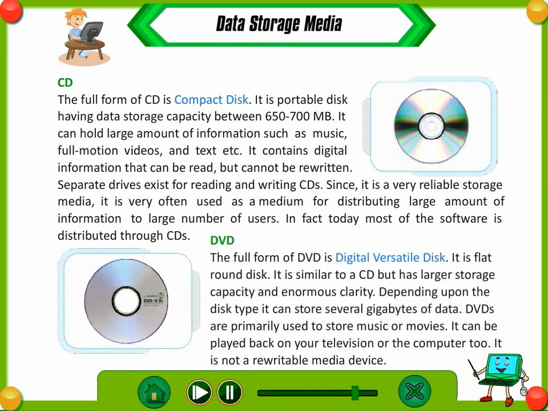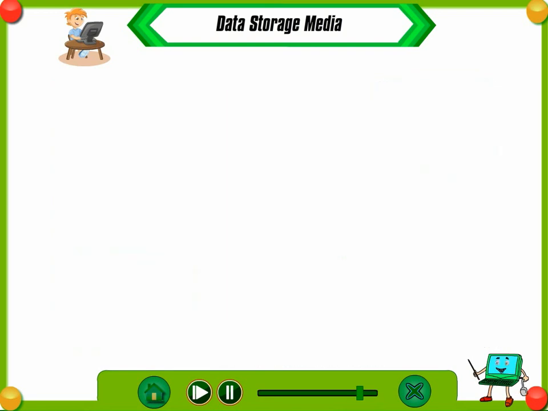DVD. The full form of DVD is Digital Versatile Disc. It is a flat round disc. It is similar to a CD but has larger storage capacity and enormous clarity. Depending upon the disk type, it can store several gigabytes of data. DVDs are primarily used to store music or movies. It can be played back on your television or the computer too. It is not a rewritable media device.